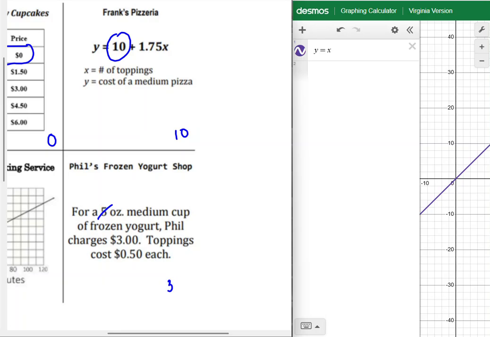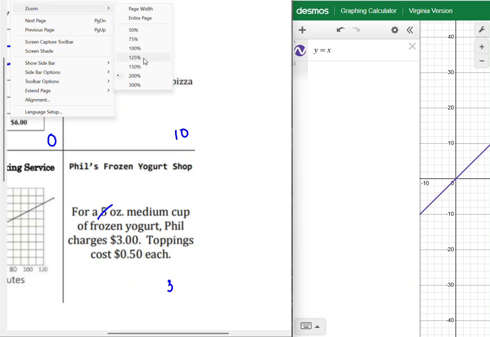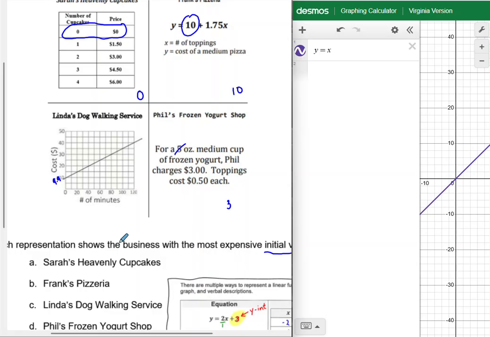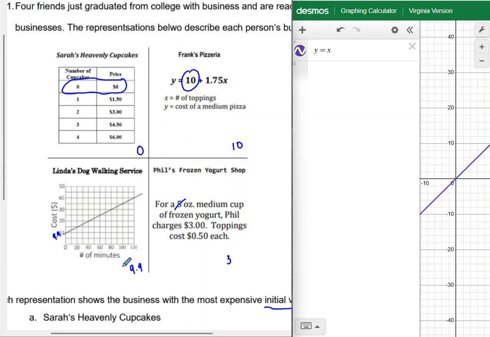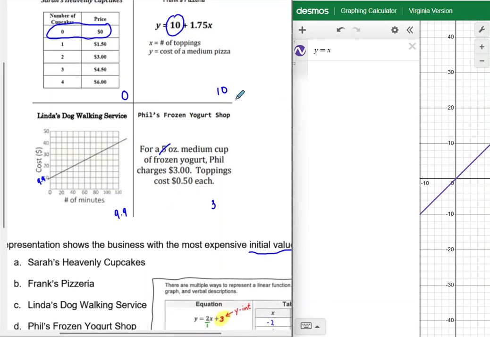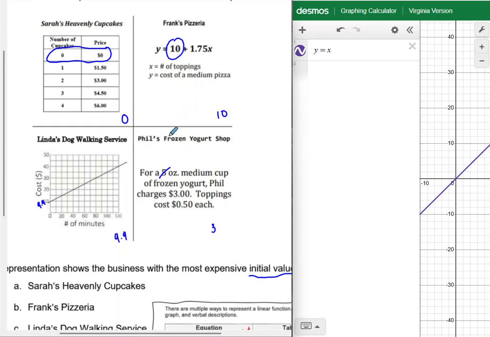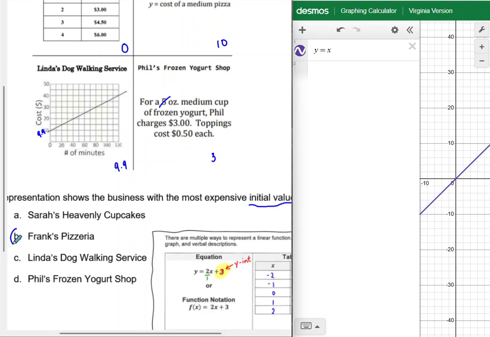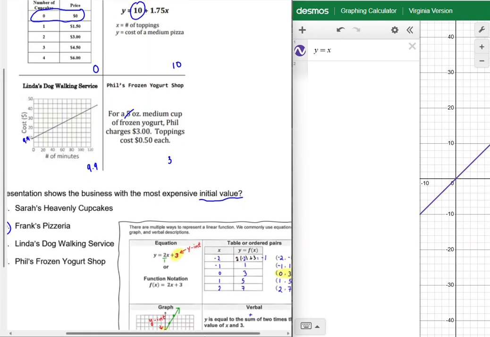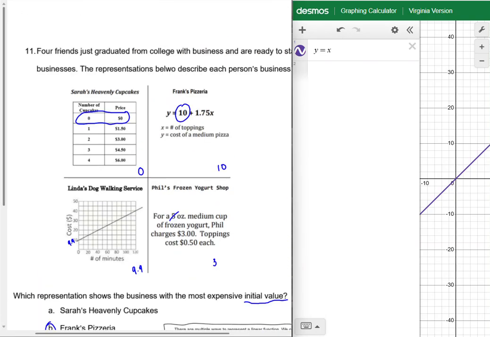All right, now let's look at the question and see what it's asking us to find. This one has about 9.9. So which one has the most expensive initial value? I would say Frank's Pizzeria. And is that the last one? I believe so, it is.